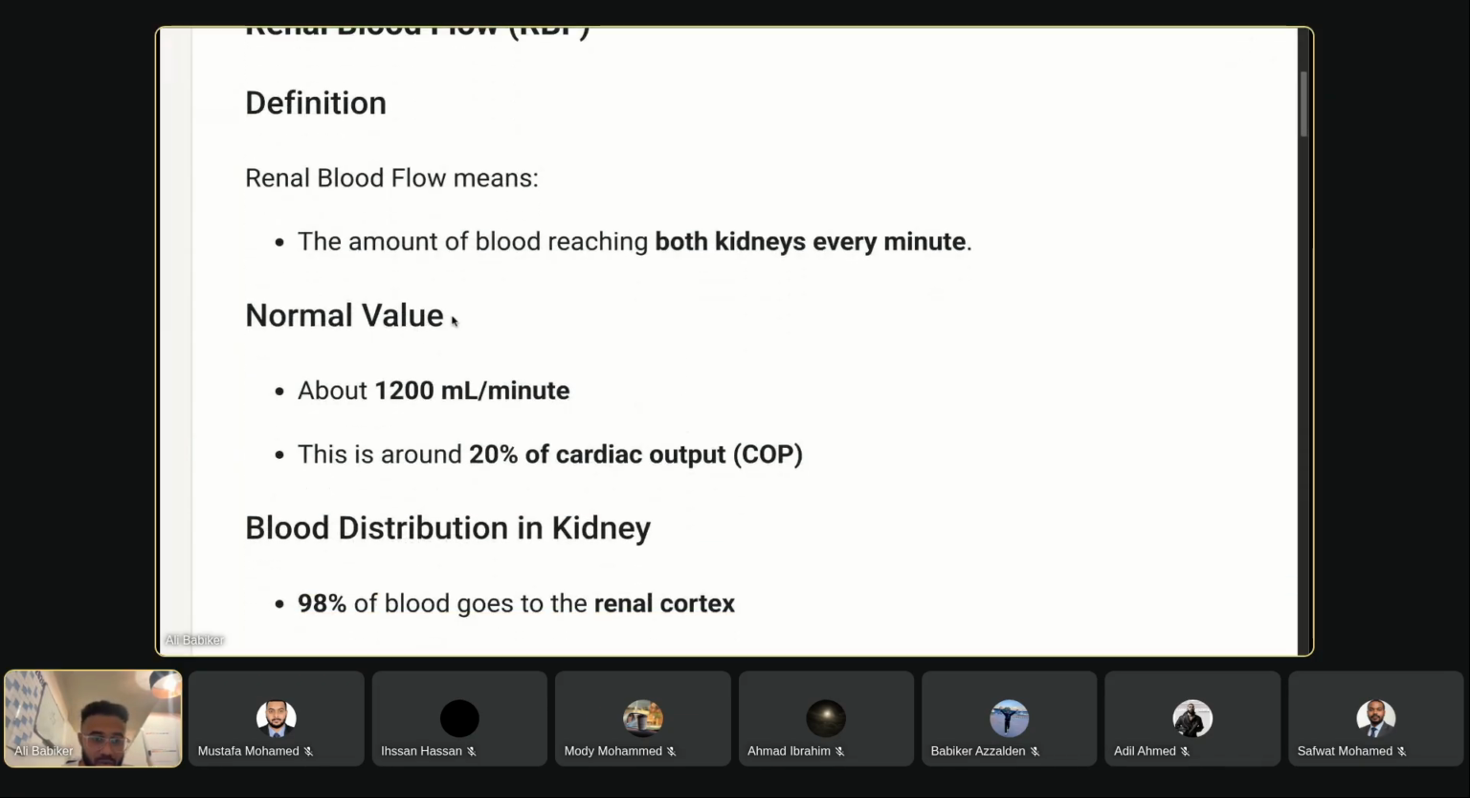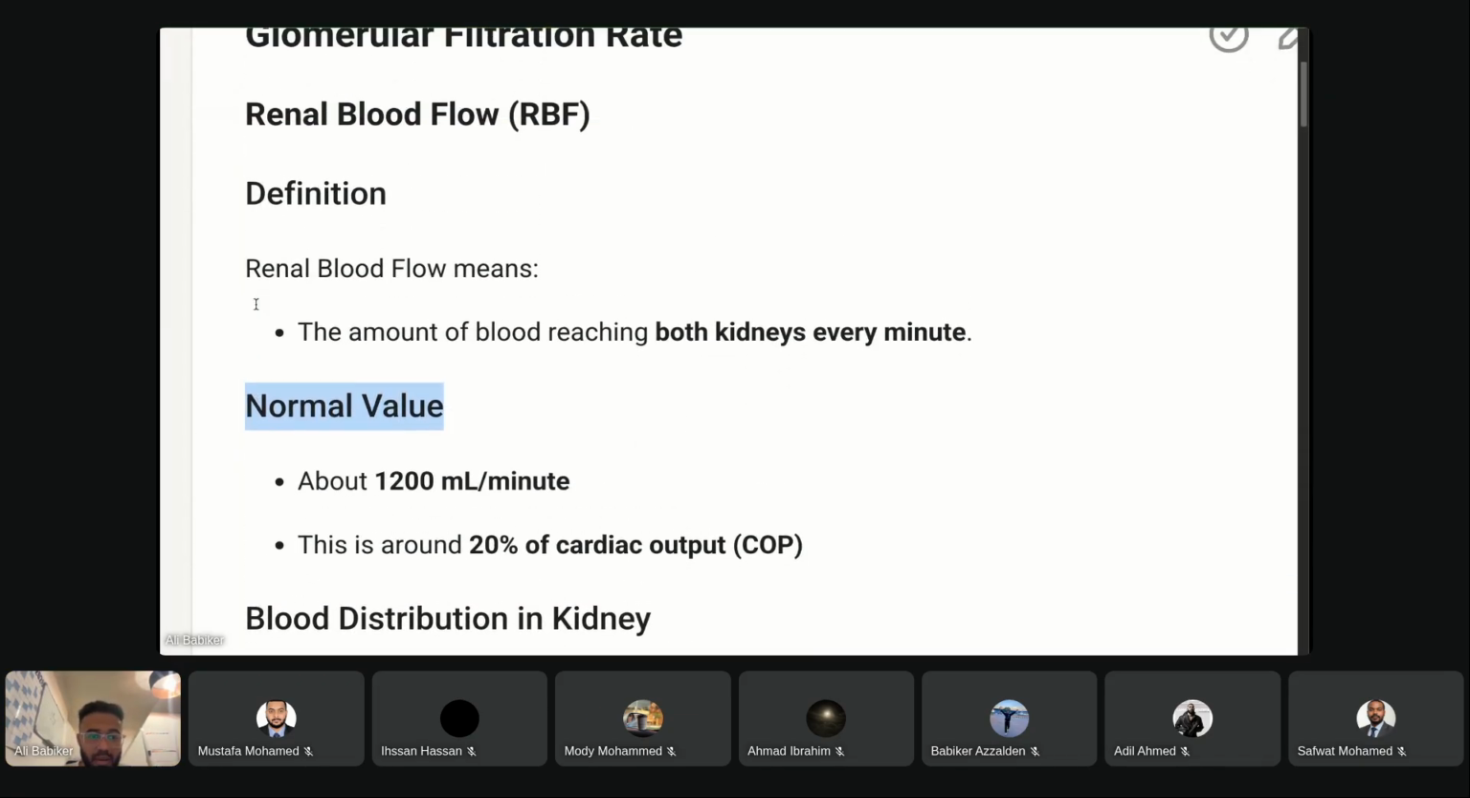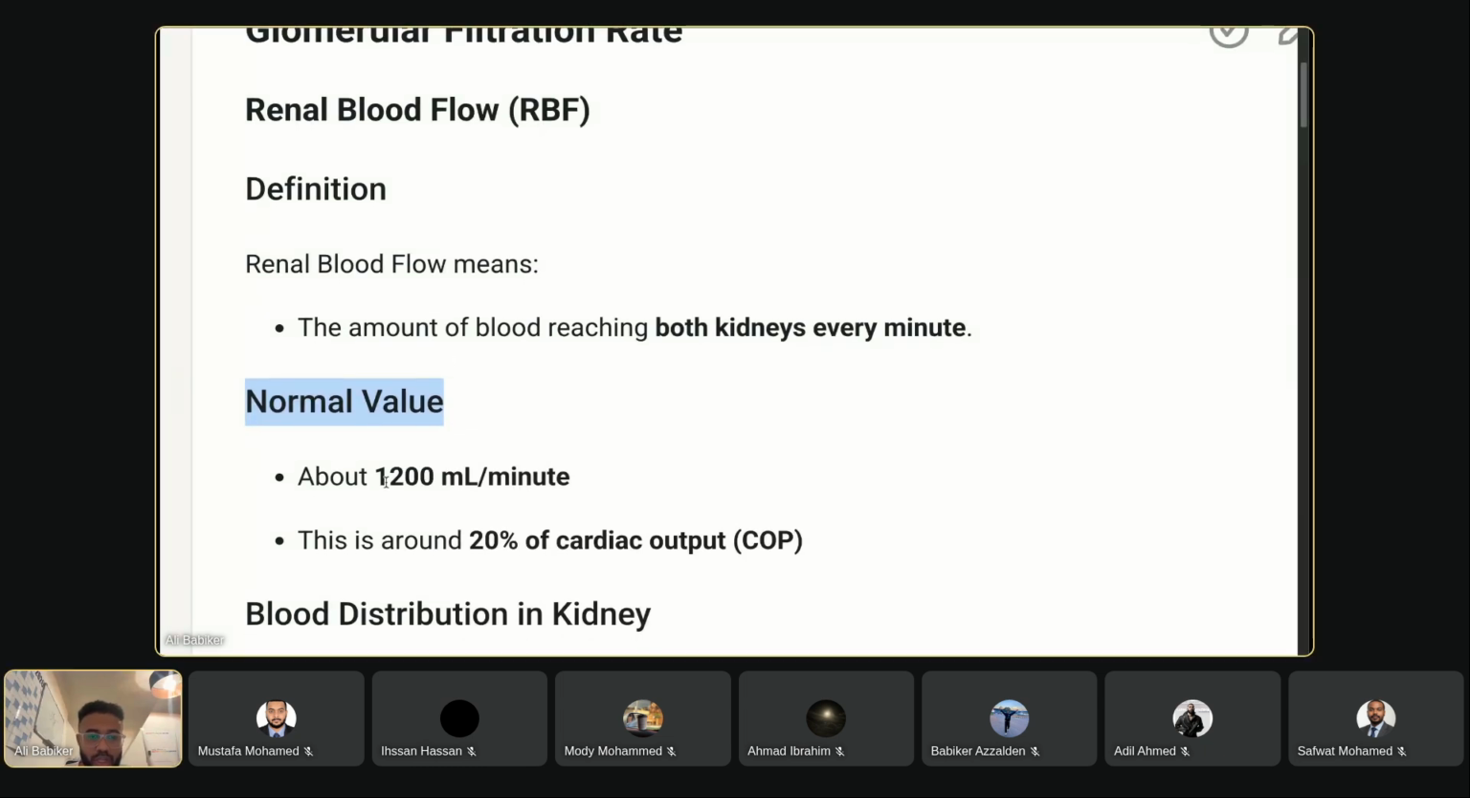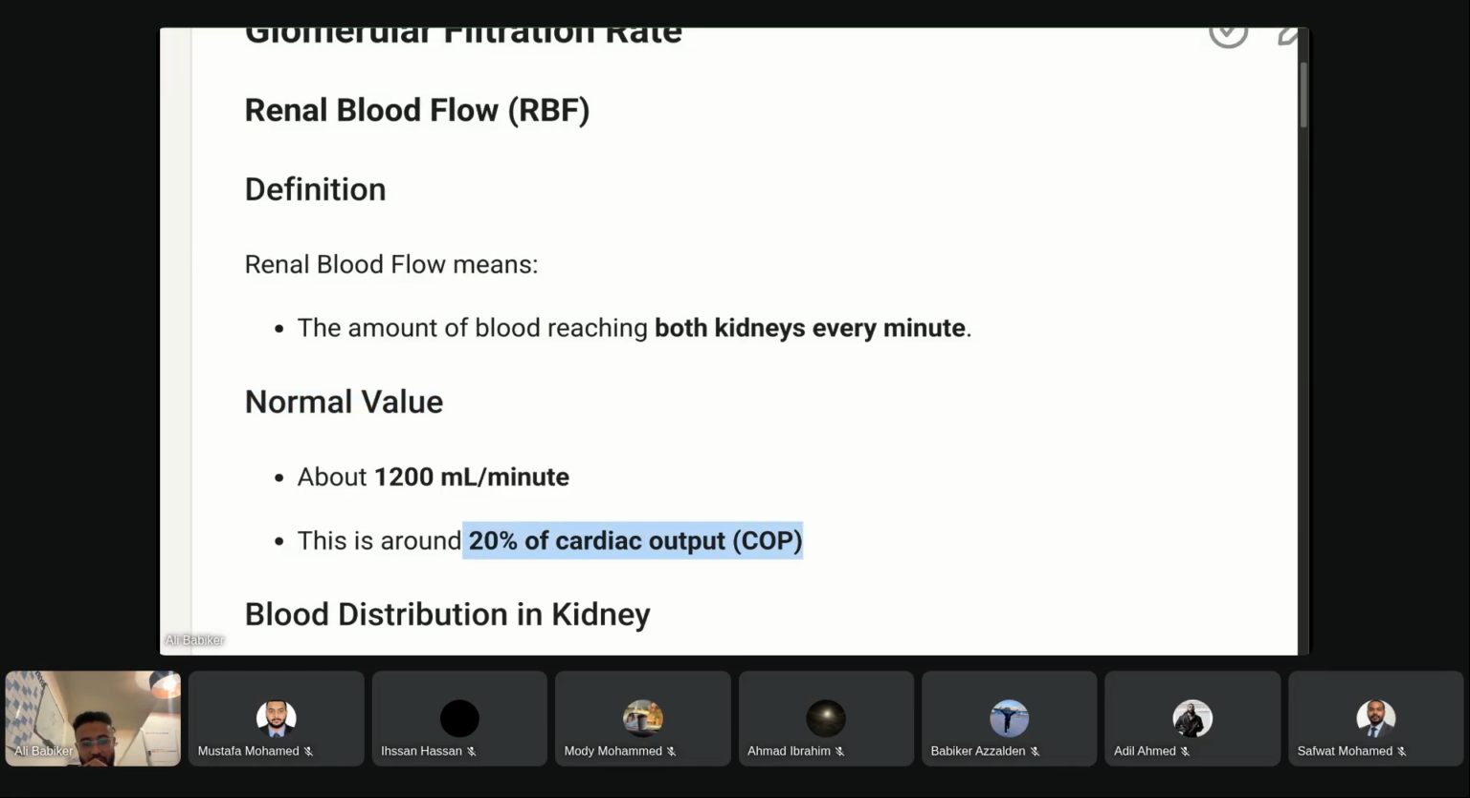The normal value of the renal blood flow is about 1.2 liters or 1,200 ml per minute. So every single minute, 1.2 liters of blood reaches your kidneys. This is around 20% of the cardiac output. Why? Because the cardiac output is 5 liters and 1.2 liters is 20%.